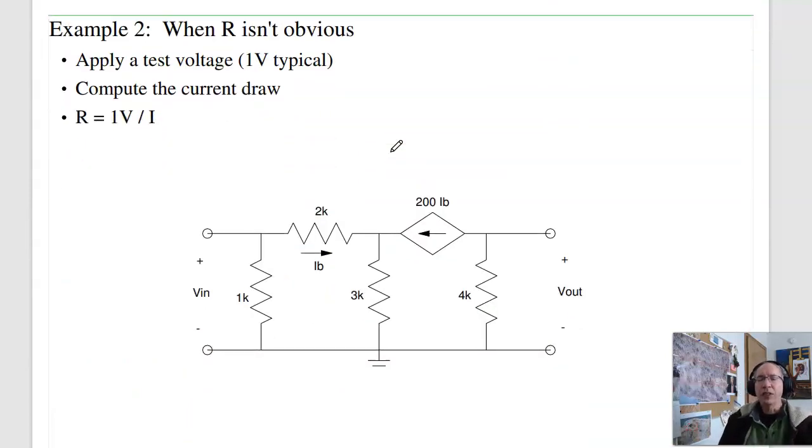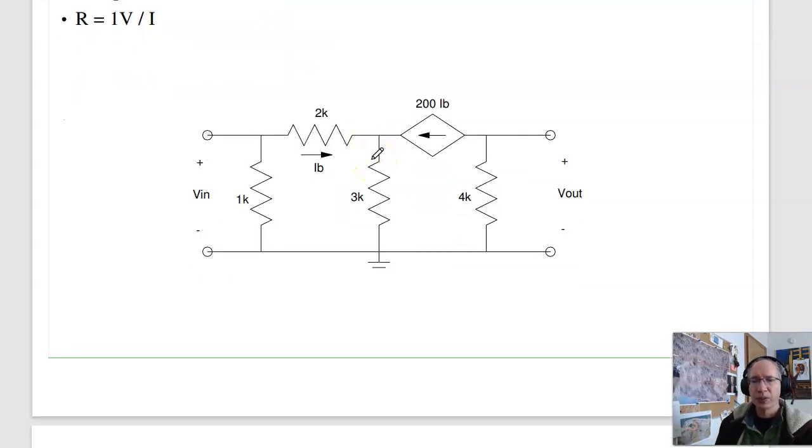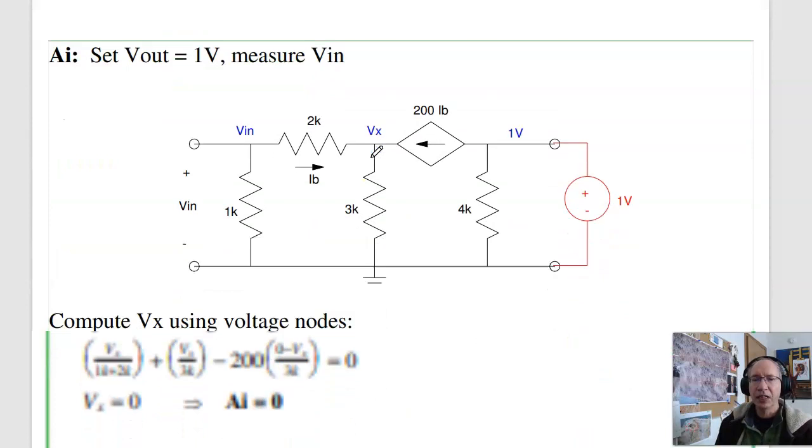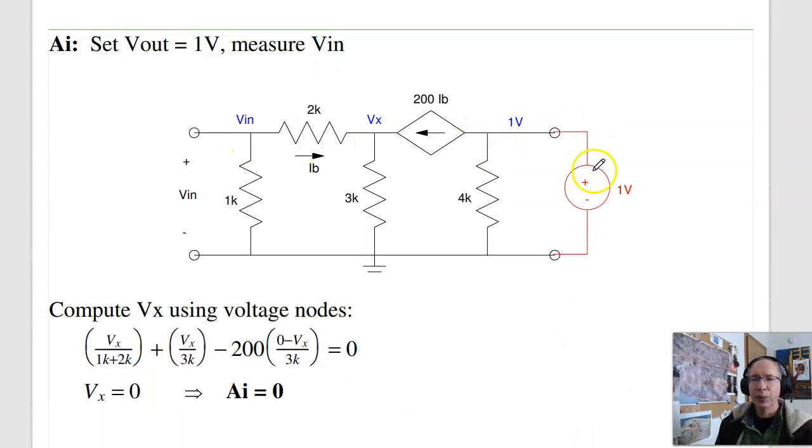So here's another circuit. Find the two-port parameters. Again, this takes a while. I have to do 4 different circuit analysis problems, but it's just circuits. So in this case, to find AI, what I'll do is apply 1 volt at the output, find the voltage at the input.